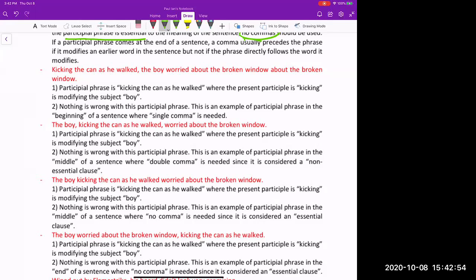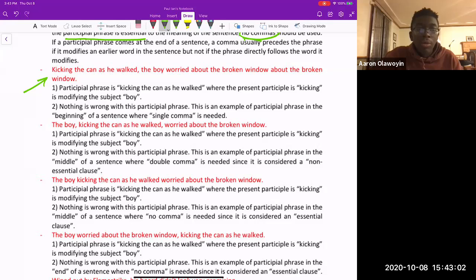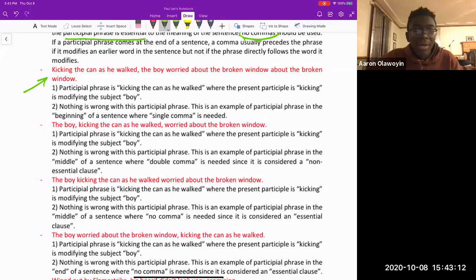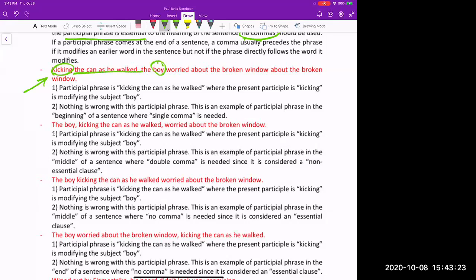There's nothing wrong with this, but tell me what the participle and participial phrases are, and what are they modifying? Kicking is the participle, yeah. And kicking the can as he walked is the phrase, and it's modifying the boy. Yep. And then this guy.